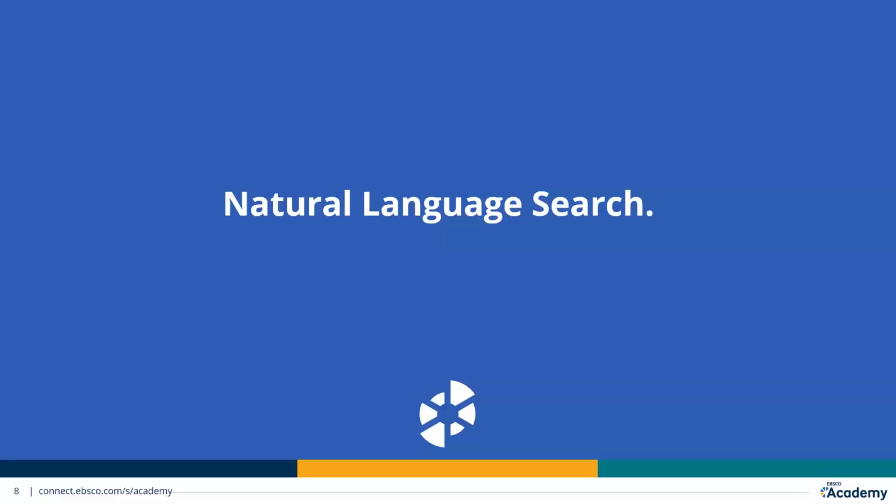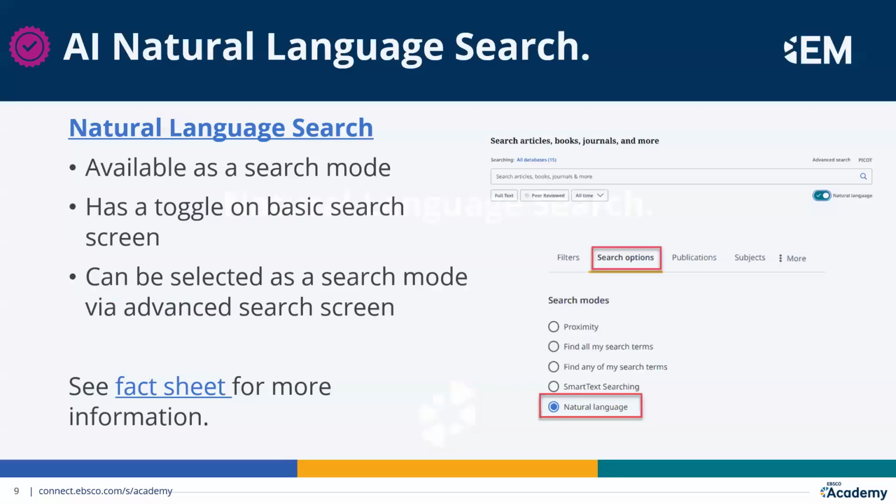So we're going to start off by looking at our natural language search. As I mentioned, this is a search mode. If you land on the advanced search screen, you'll see a little toggle. If you click your search options tab, you'll see the natural language search mode available as an option. So the user can decide if they want to use this.